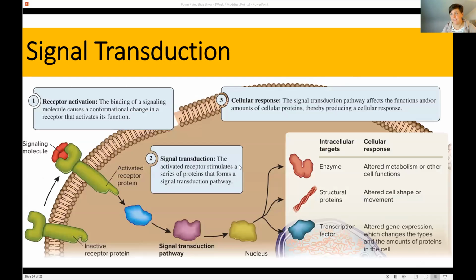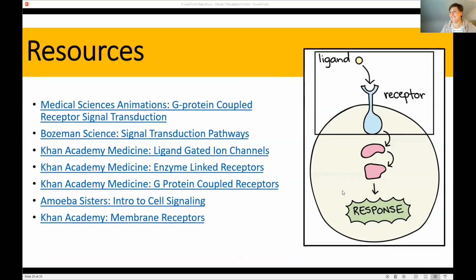Okay. So again, signal transduction is amazing. It's so important. And if you have a pretty decent formative understanding of it, ooh, you're gonna be good for all of biology from here on out. So good job.